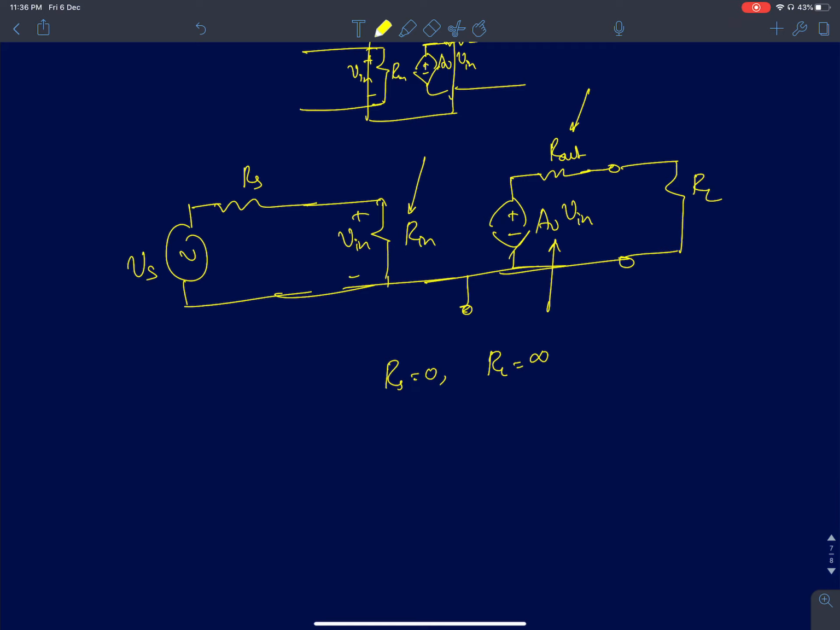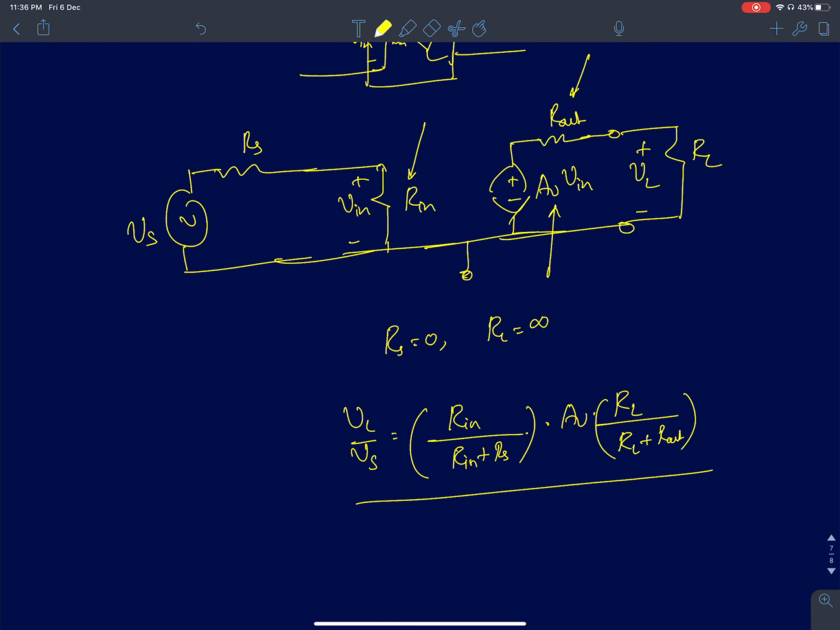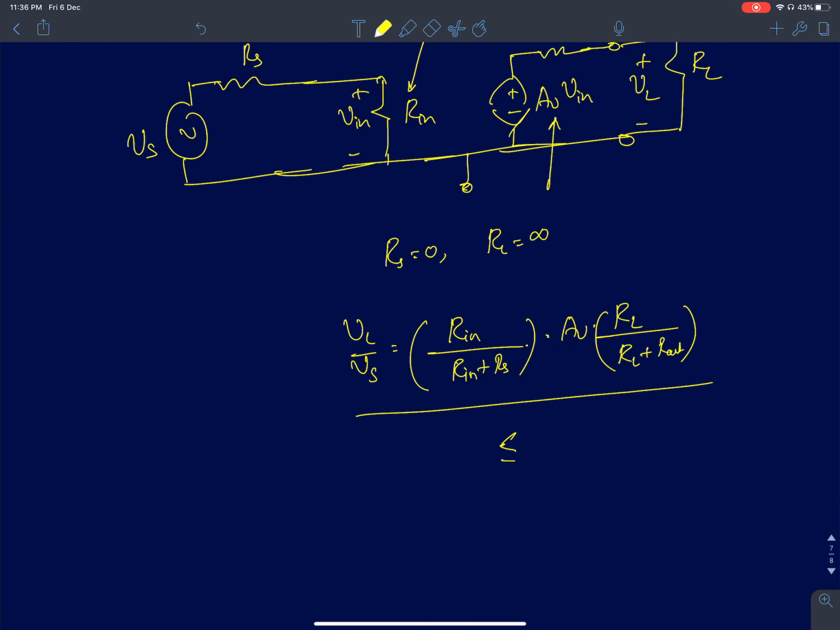Okay, so when you load the amplifier, let's call VL the output voltage. So VL by VS is the loaded voltage gain that we have already derived. This is Rn by Rn plus Rs into AV into RL by RL plus Rout. So this is the loaded voltage gain, and this is always less than or equal to AV. AV is called the unloaded voltage gain that happens when Rs equals 0 and RL equals infinity.